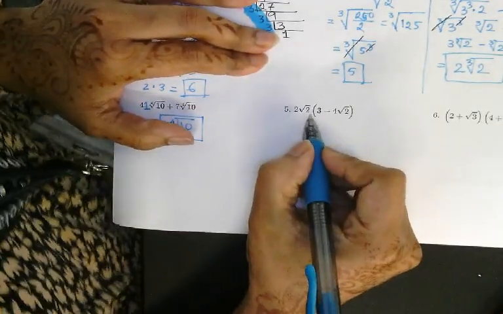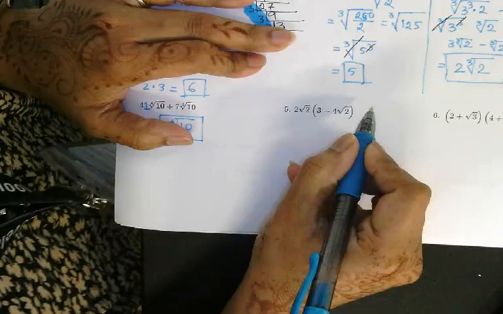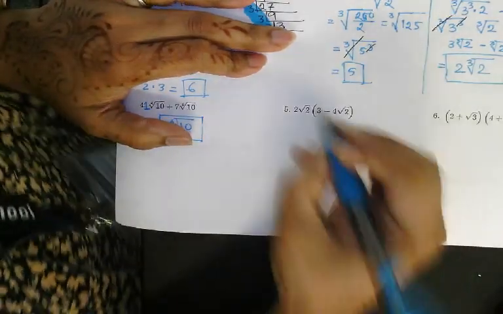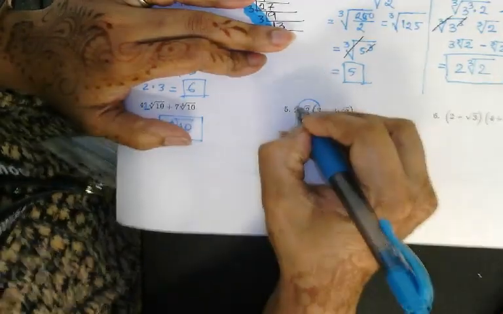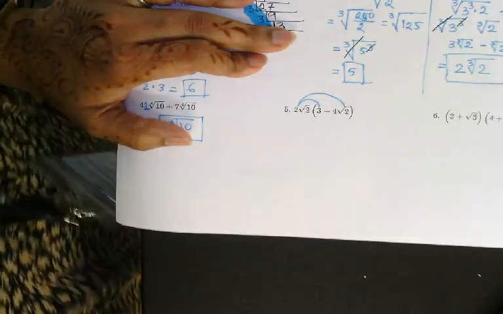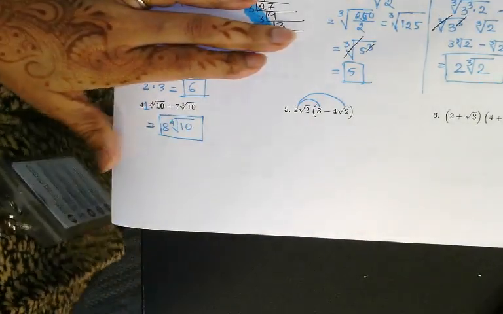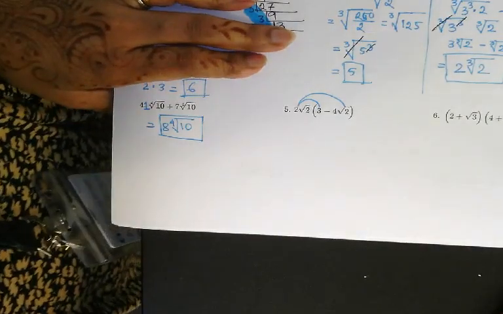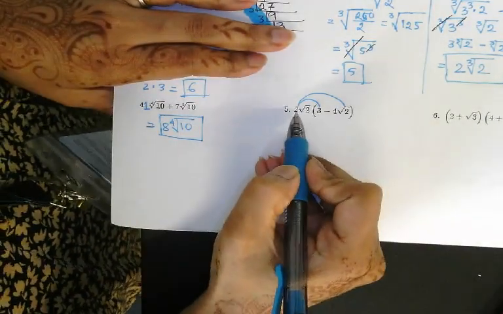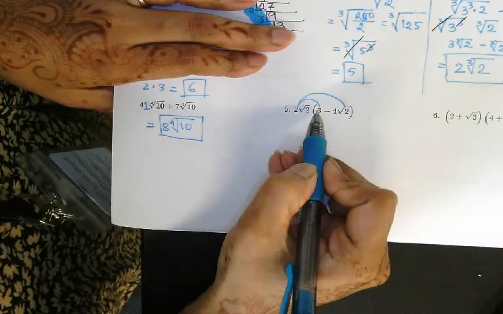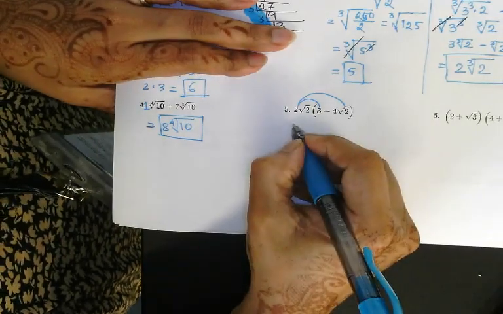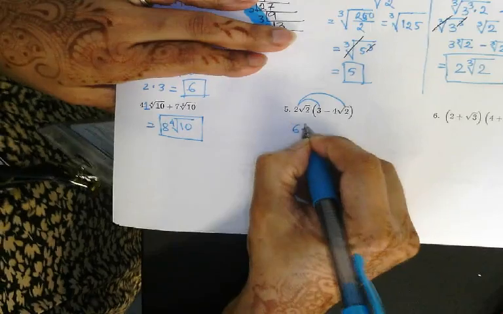So here we're going to distribute. Okay? So this one goes over here. This one goes over here as well. We're going to multiply. The whole number is multiplied with each other. The radical is multiplied with each other. So over here, I have 2 square root of 2 times 3. So what do I get? 6 square root of 2. Perfect.